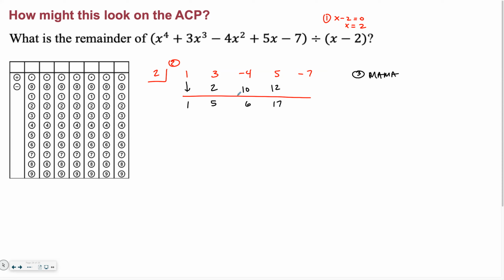And now I reload one more time. 2 times 17 is 34. We add. -7 plus 34, or 34 minus 7 would be 26. That's my remainder, which means it's not a factor. It's not a 0, but we don't care about that. All we care about, what's the remainder? The answer would be 26.